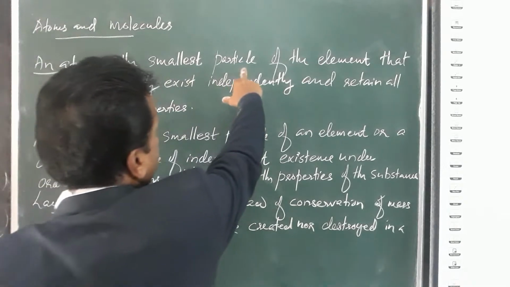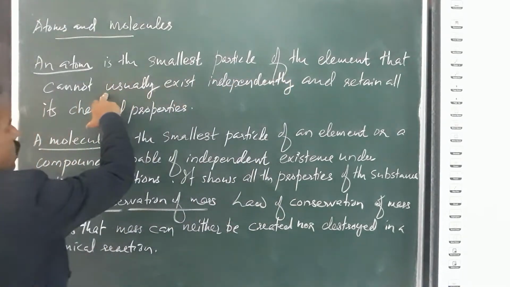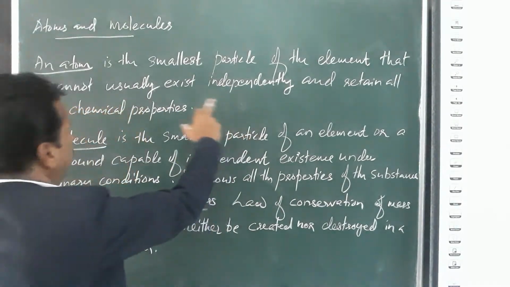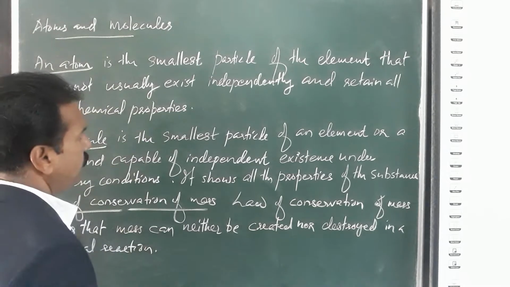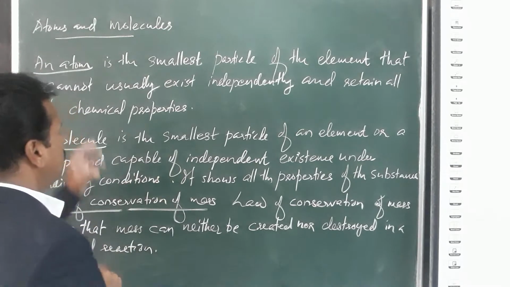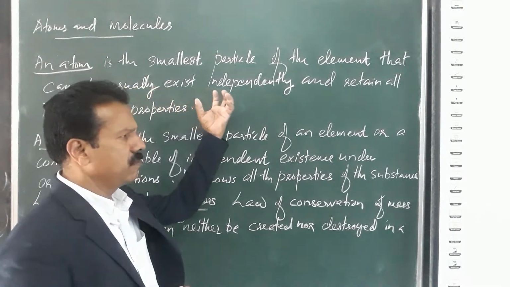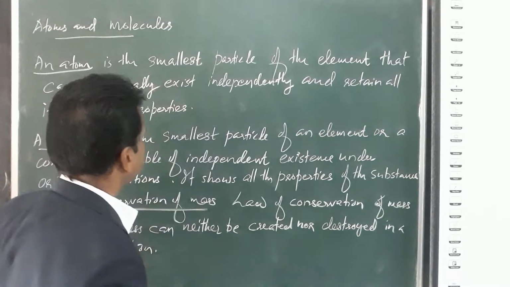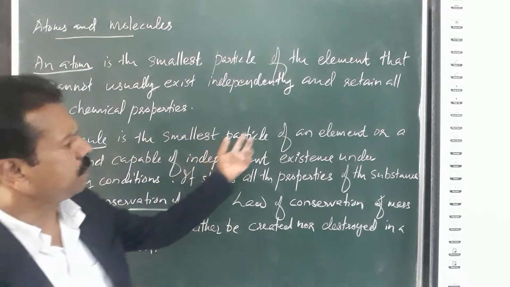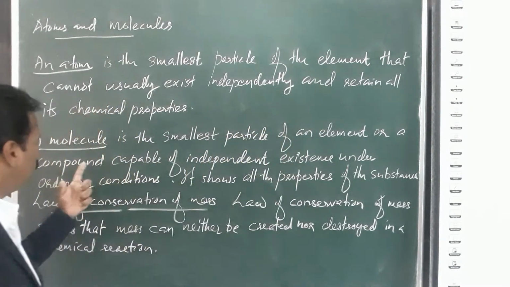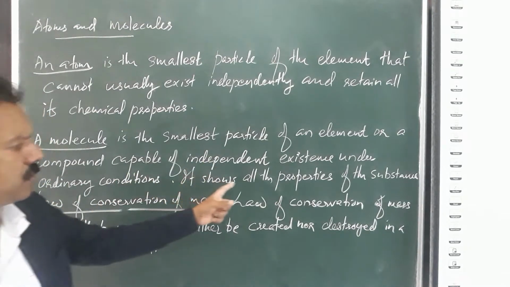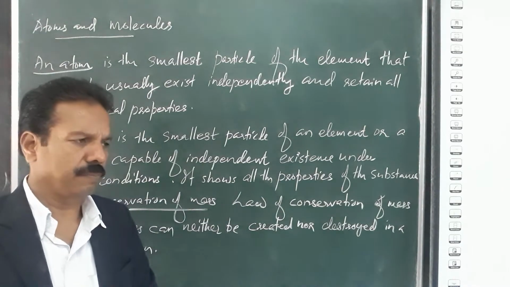An atom is the smallest particle of the element that cannot usually exist independently and retain all its chemical properties. It cannot show its chemical properties. It has no independent existence for an atom in an element. But the molecule is the smallest particle of an element or a compound capable of independent existence under ordinary conditions. It shows all the properties of the substance.